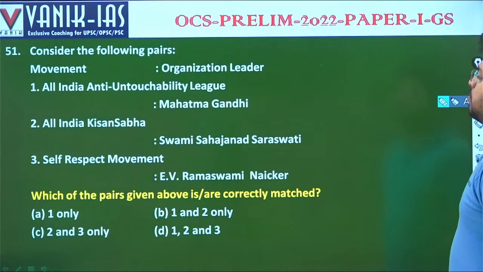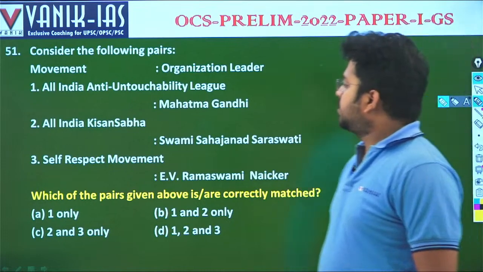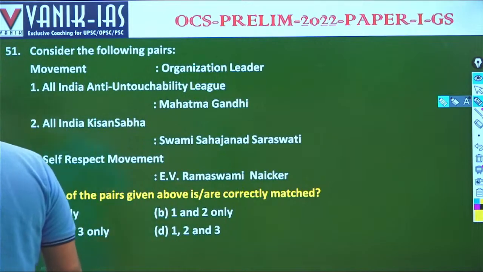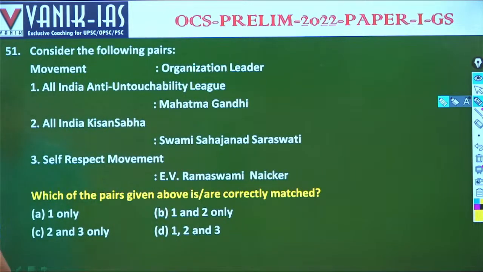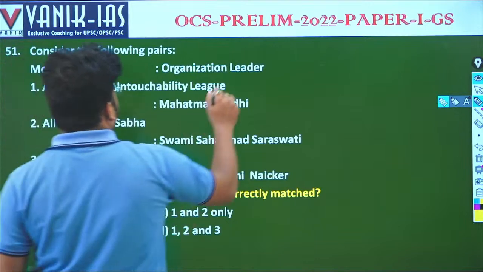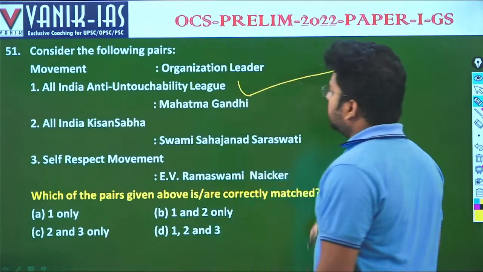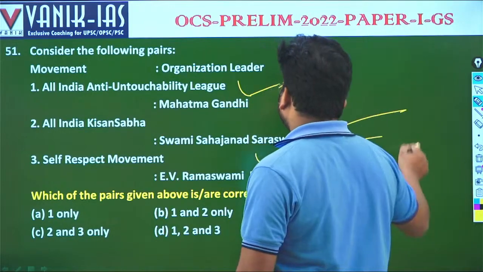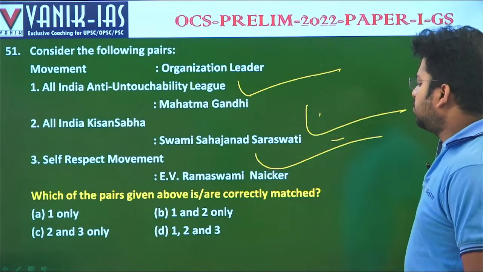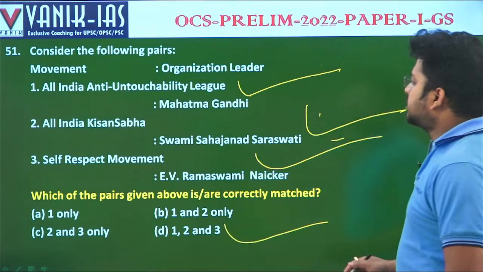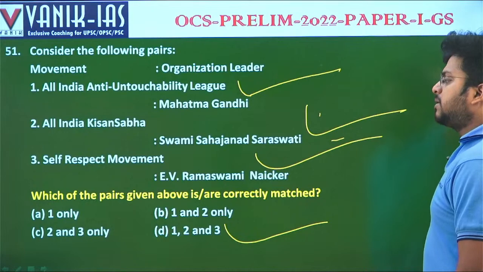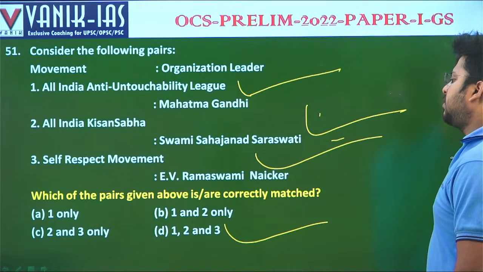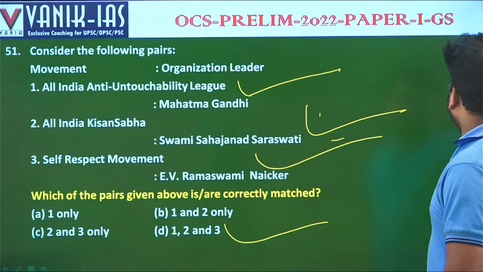Consider the following pairs of movements: All India Untouchability League, All India Kisan Sabha, Self-Respect Movement. Which movement was launched by whom? All India Untouchability League, organized by Mahatma Gandhi. All India Kisan Sabha, Swami Sahajanand Saraswati. Self-Respect Movement, E.V. Ramasamy Naicker or Periyar. 1, 2, 3, all the options are right. Anti-caste movements, right? Self-respect movement is an anti-caste movement, and All India Untouchability League is an anti-caste movement. So D is right.